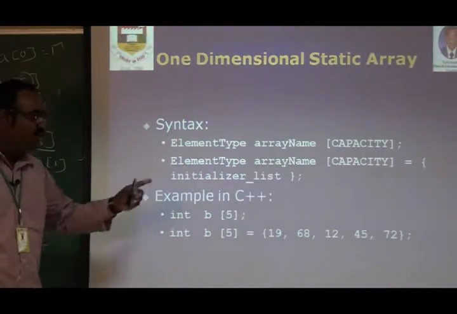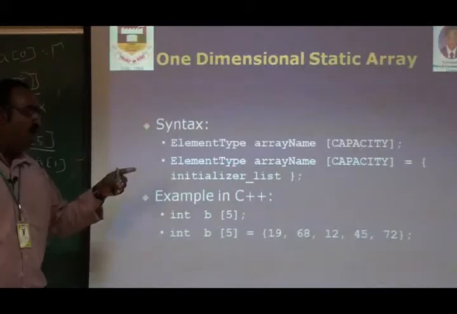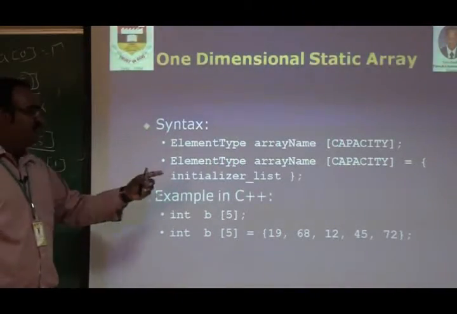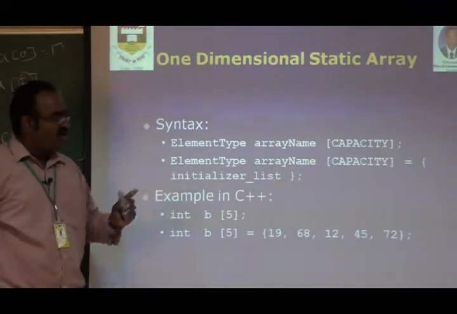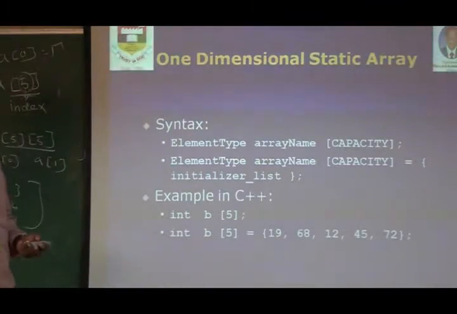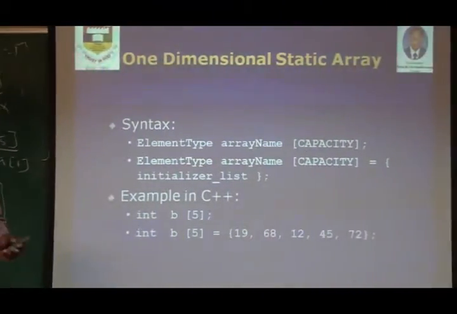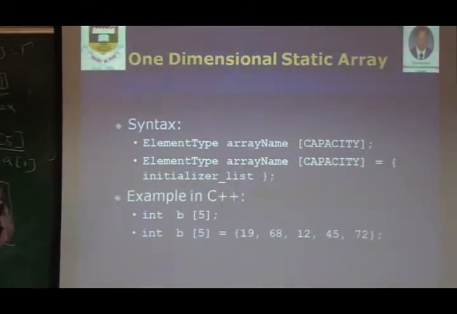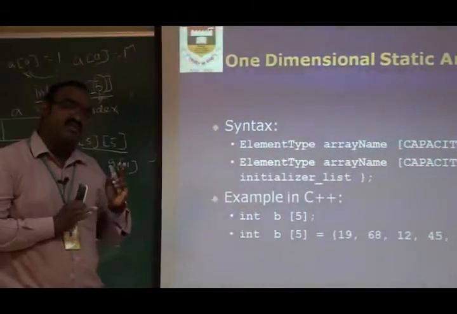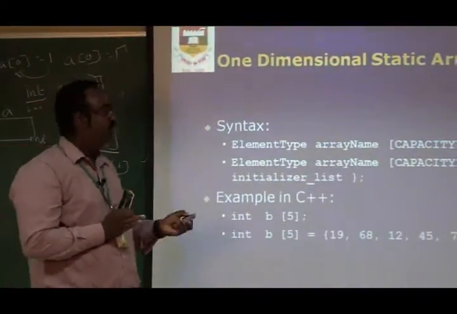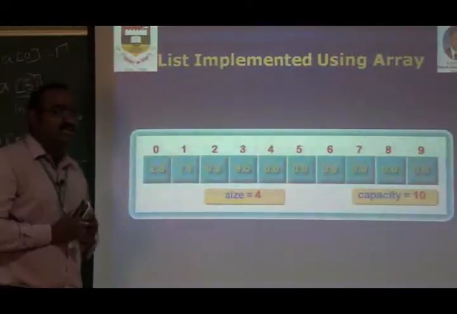So b of 0 the value is 19, b of 1 the value is 68, b of 2 the value is 12, b of 3 is 45, b of 4 is 72, like that. So indexing starts from 0 as always. When the capacity of the array is 5, it goes from A of 0 to A of 4. Right. So this is a list implemented using an array.